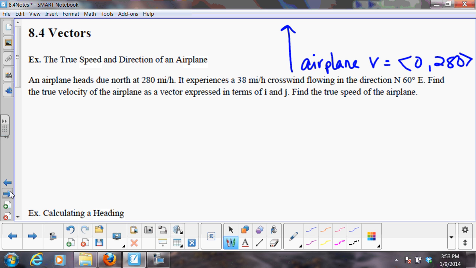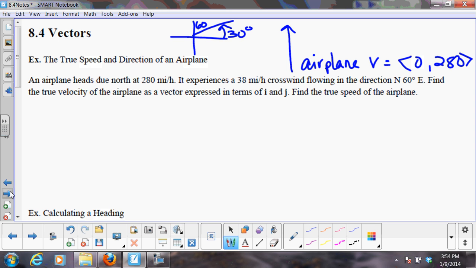Okay, because it's not going left or right at all. It's going just straight up, 280. Then it says it experiences a 38 mile per hour crosswind flowing in a direction of north 60 east. I need another picture. So north 60 east is actually right here. This is the 60 piece, but an actual vector is from this part up, which is 30. So we're actually going to use 30 degrees, not the 60 degrees.